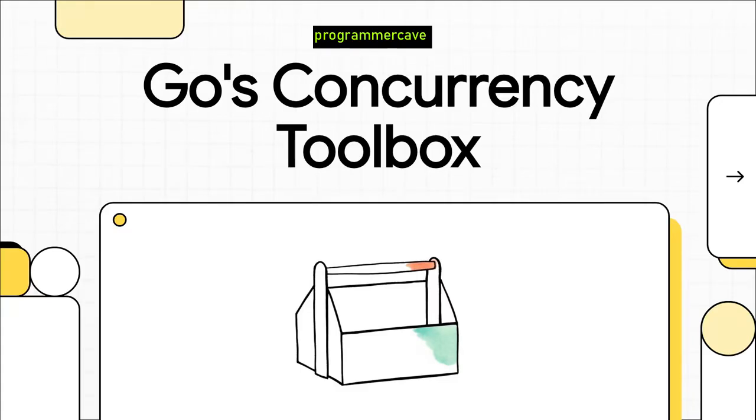All right, if you're writing Go, you're almost certainly using Goroutines. But let's be honest, managing them can get complicated fast. So today we're going to build a kind of mental toolbox. We're going to demystify the core concurrency tools in Go's sync package. By the end of this, you'll have a much clearer idea of exactly which tool to grab for which job and why. Sound good? Let's dive in.